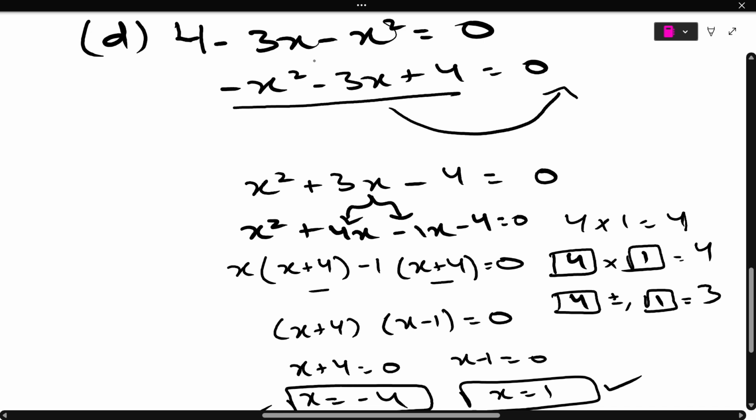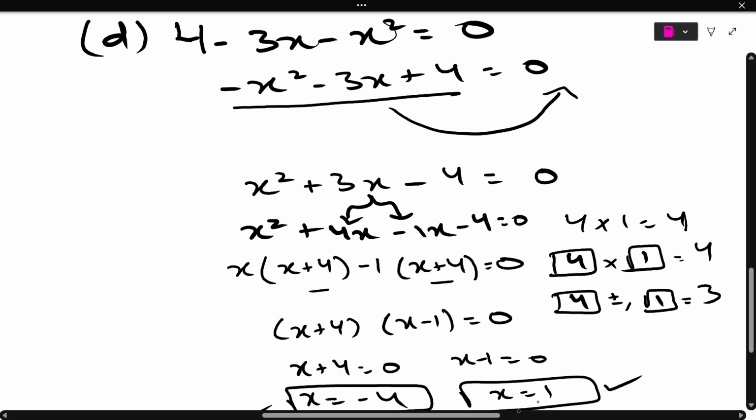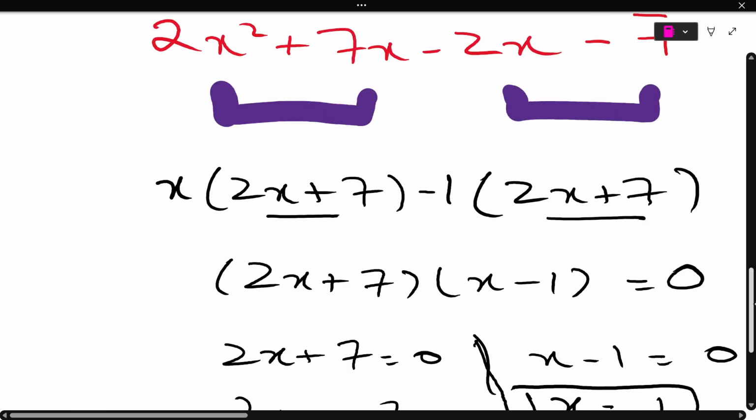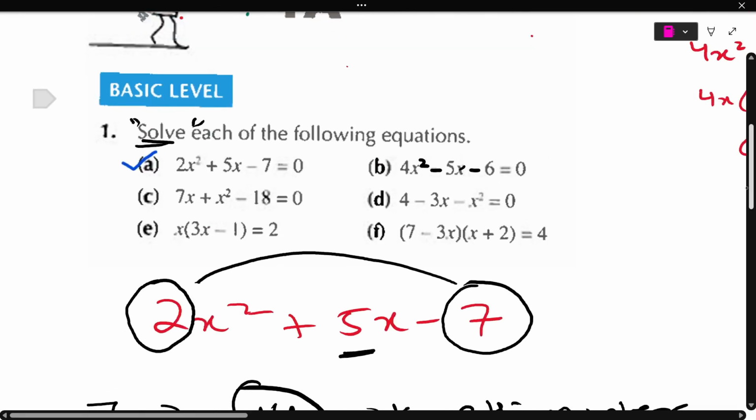Remember, in part number D, the new thing was that you had a negative x squared, so you had to send the entire equation to the other side so it becomes positive. I hope that is clear. Now let's move to part number E. What does part number E say? That we have x times 3x minus 1 equivalent to 2.